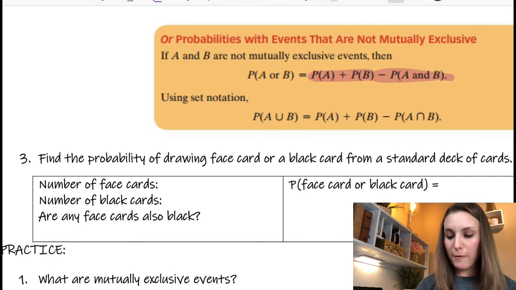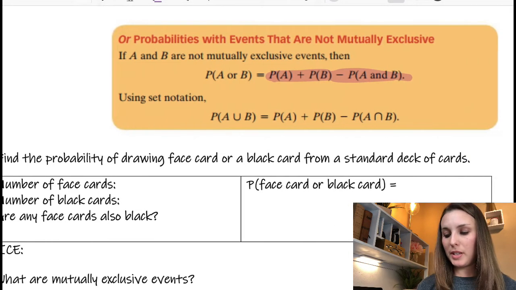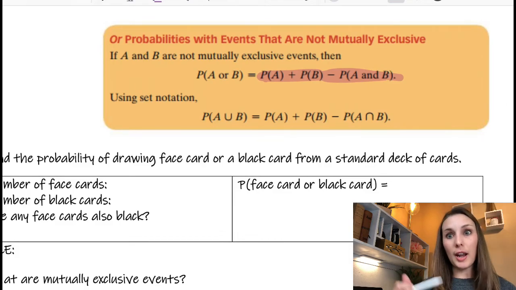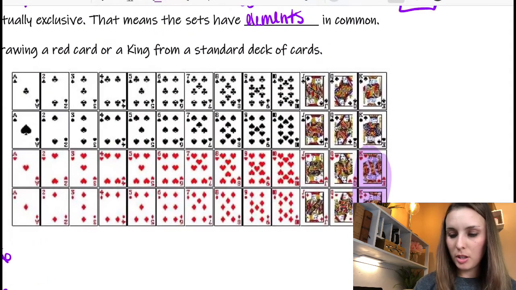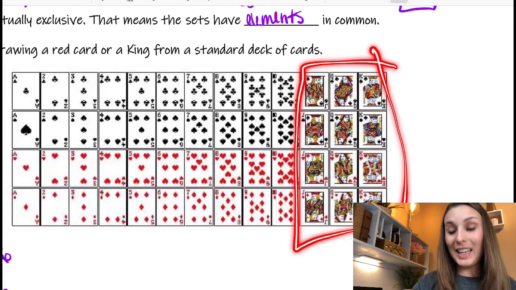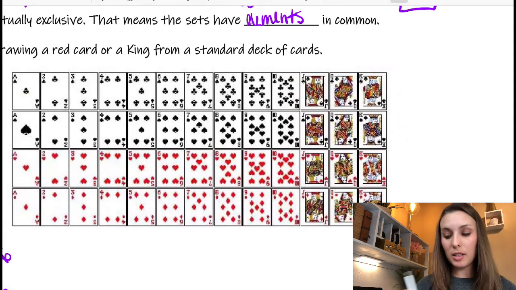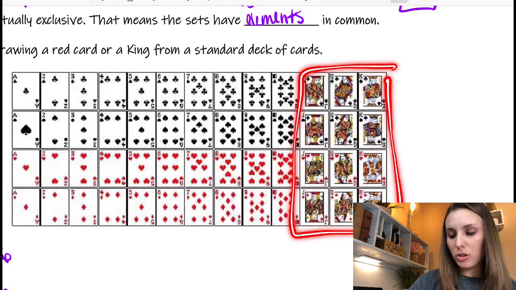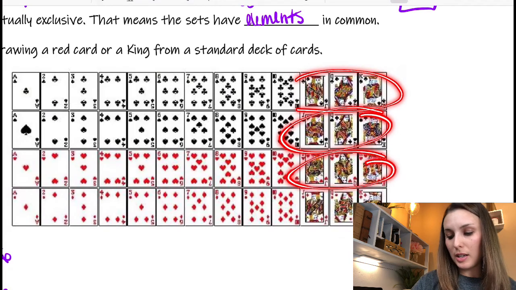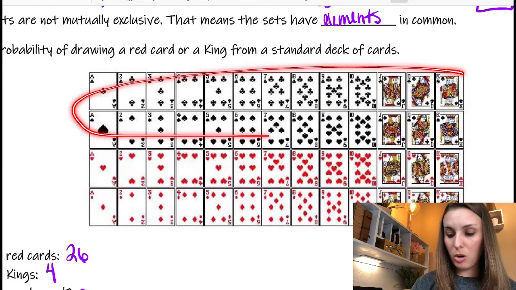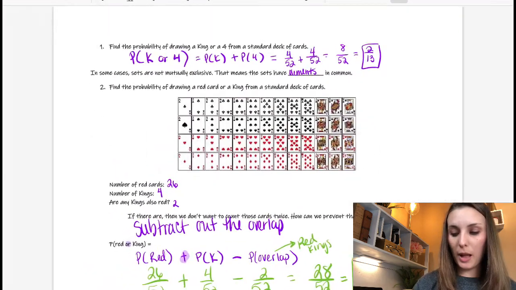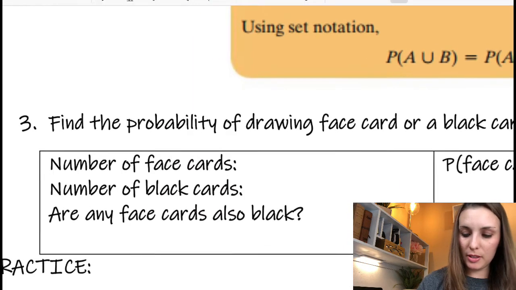Find the probability of drawing a face card or a black card from a standard deck of cards. A face card has a face on it. So let's look at the standard deck of cards. Your face cards are your Jack, Queen, King. They all have faces on it. So your face cards are 3, 6, 9, 12 cards, okay? And then it said black cards, so 26 of them, half of them, are black. Let's keep that in mind for this example here.